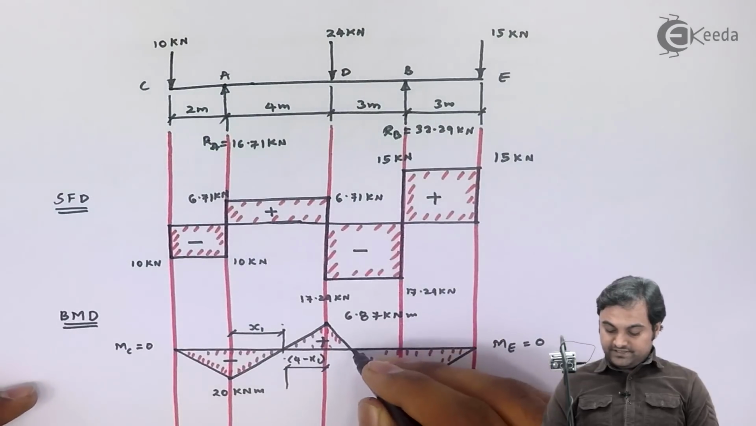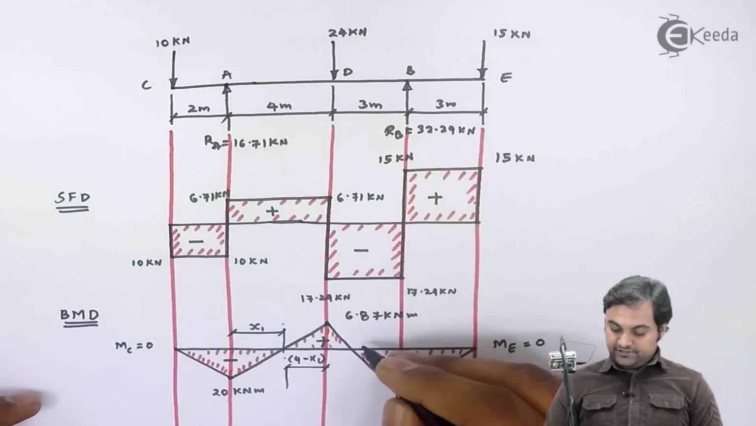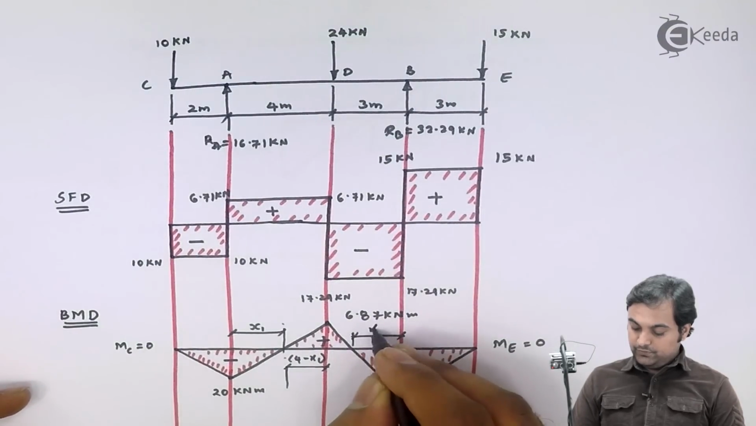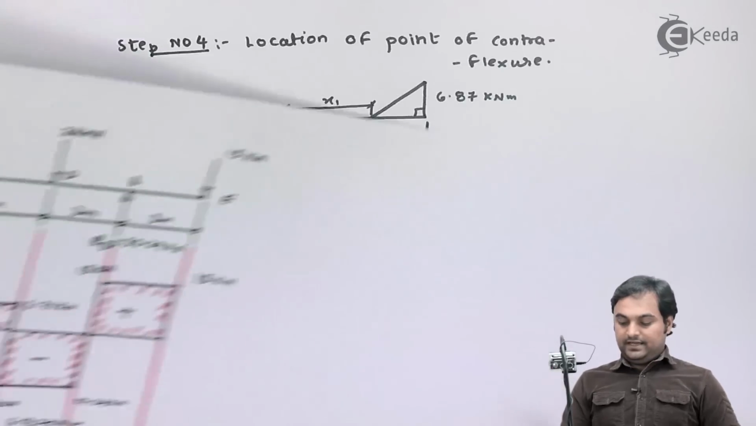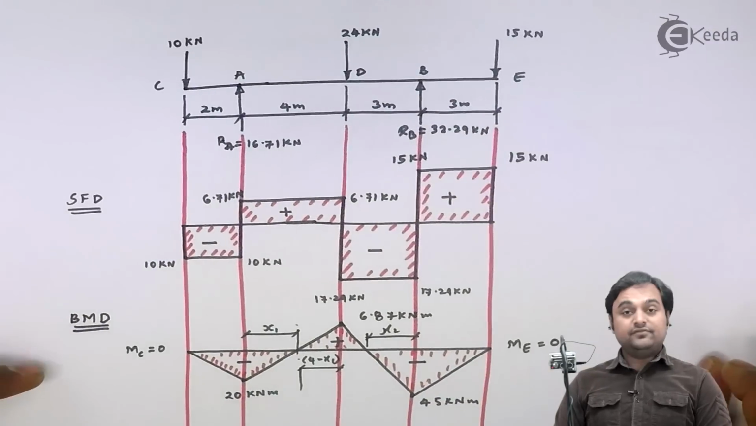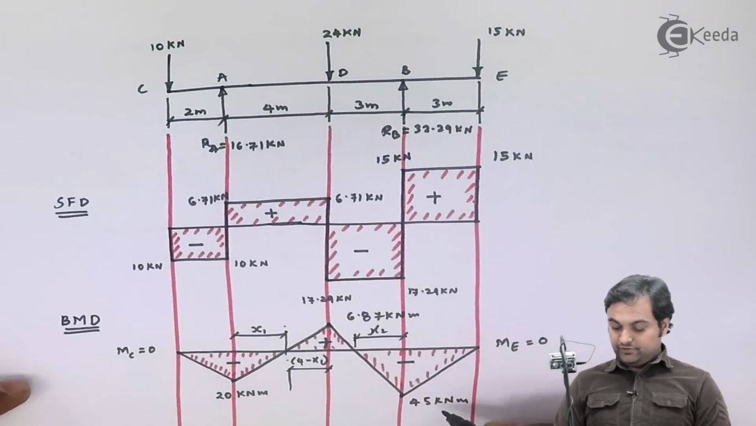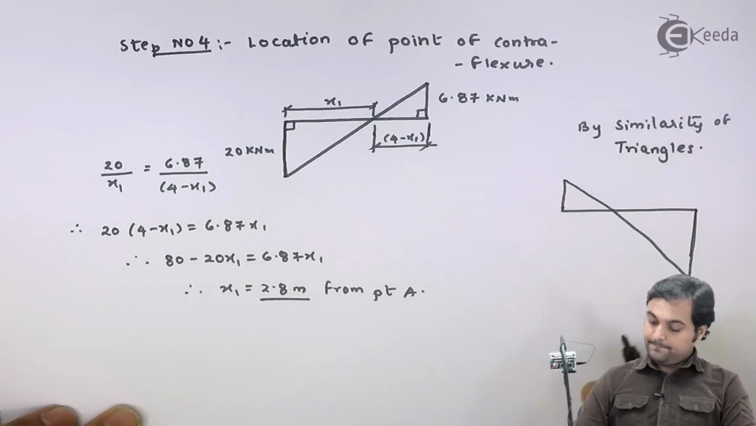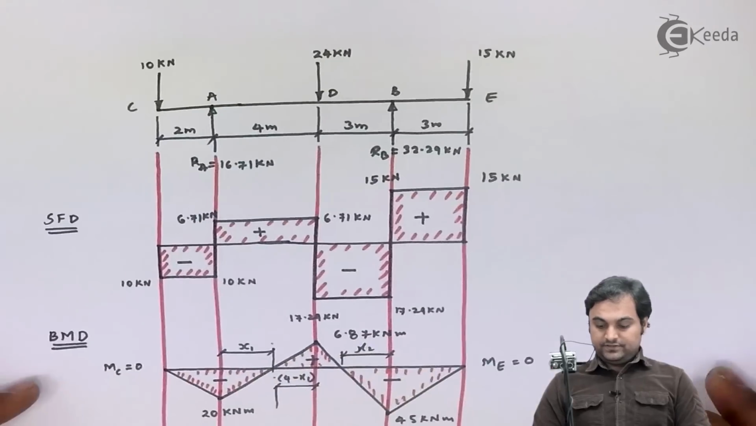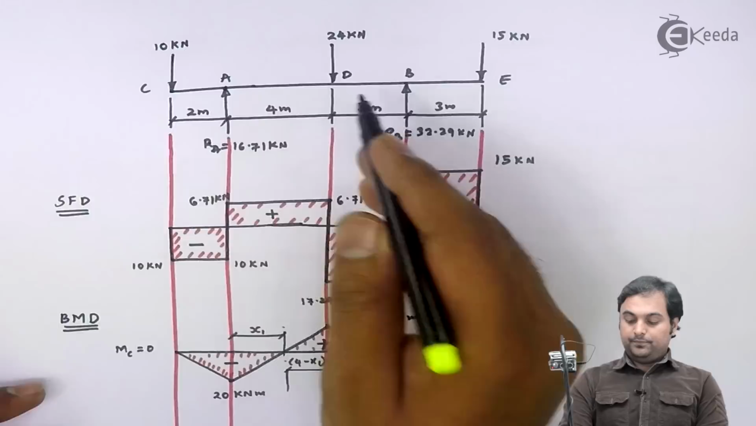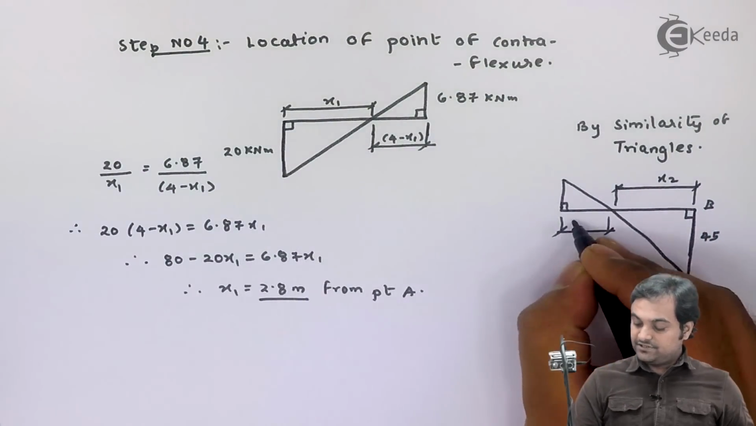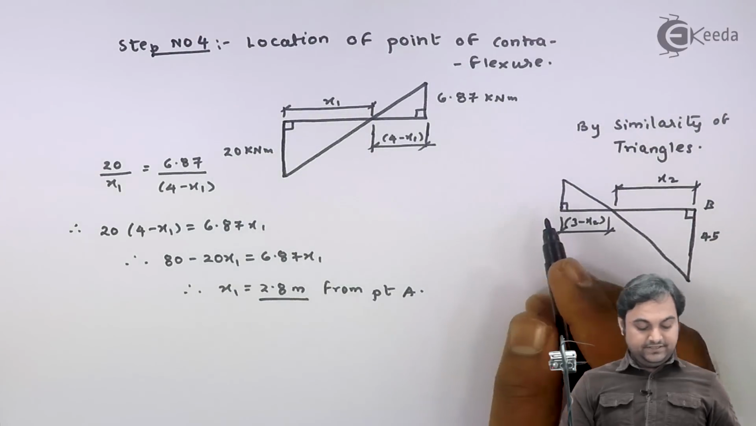Next, I will locate the second point of contraflexure, and I locate it with respect to point B. I'll call this distance x2, where the bending moment becomes 0, and again by similarity of triangles, here I have a triangle whose base is x2, height is 45, and I have a smaller triangle whose base is, since this distance is 3, if I am taking x2 from B, the remaining distance is 3 minus x2, and the height here is 6.87 kilonewton meter.